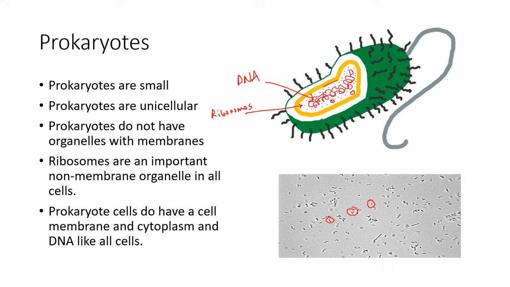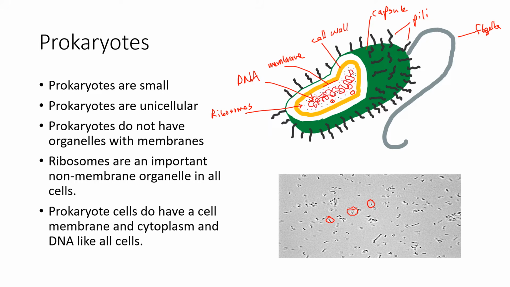There would be an inner membrane on the inside, and then a cell wall, and then a thick capsule, and then these little communication or attachment devices that are called pili, these little guys, and usually some form of locomotion like this flagellum. Flagella, there you are.